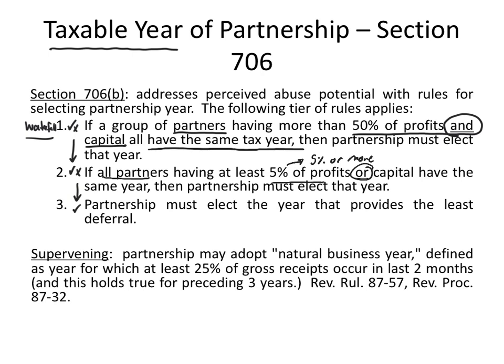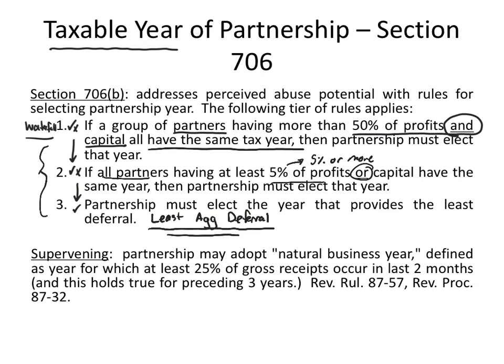If that test fails, you go to the third test. This one's known as least aggregate deferral. This one always works. What you're going to do is test each possible year end of the partners. So if you have one partner with a 12/31 year end, another partner with a 6/30 year end, and another partner with an October 31st year end, you've got to test all three of those year ends to see which of them provides the least amount of deferral. The best way to look at this one is I have a problem that goes through this. Take a look at that problem. It explains.